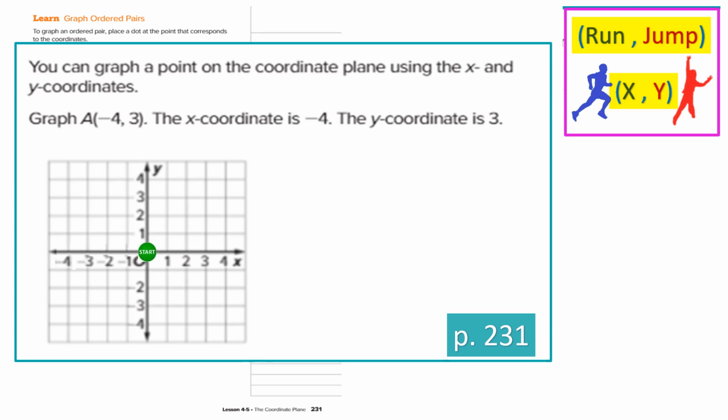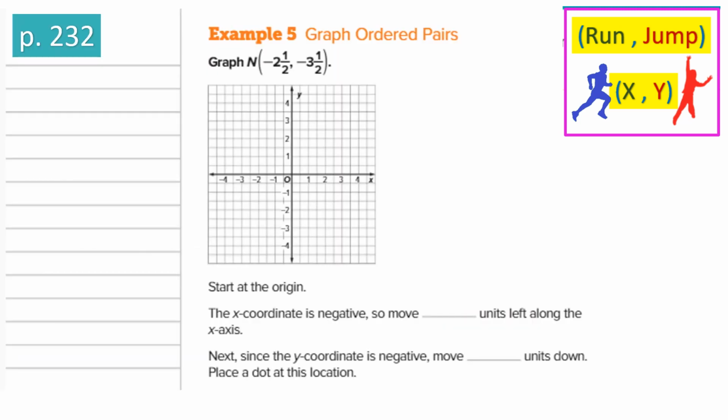So I'm going to start at my point of origin. I'm going to go backwards to the -4. I'm going to jump up to the 3. Notice I haven't put any points yet. Then I put my point. So that is -4, +3. I'm going to label it with an A. That's it. That's all there is to it. Pretty easy, I would hope.